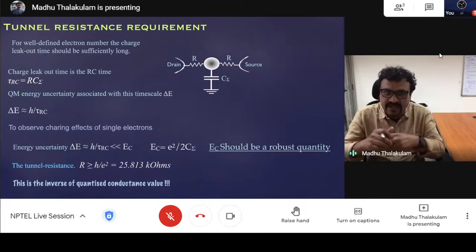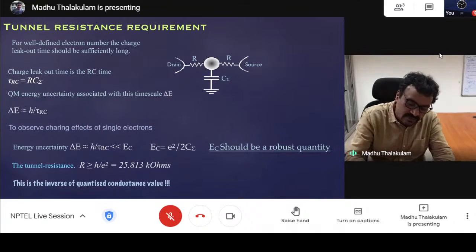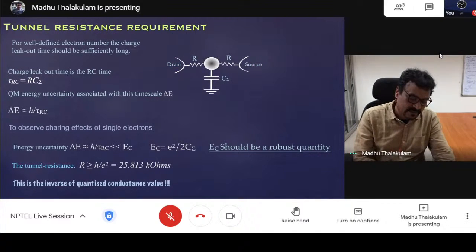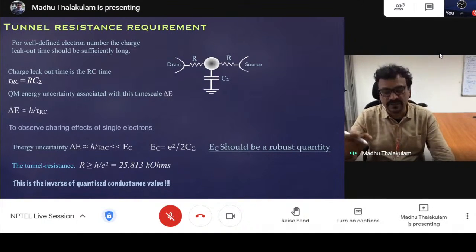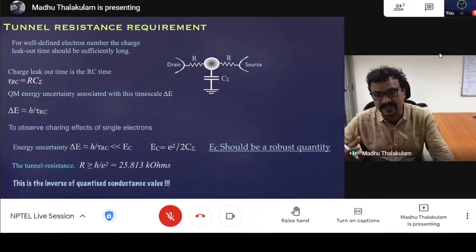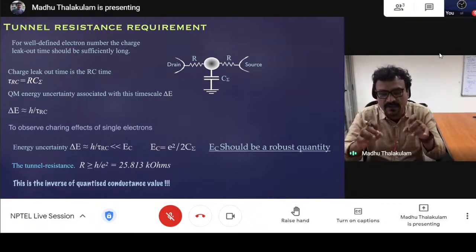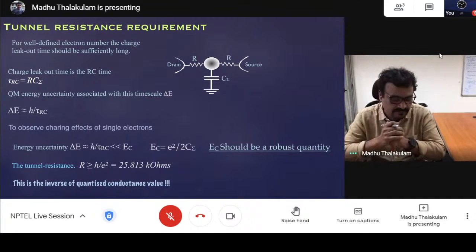This charge leak-out time, or the leak-out time for the electrons to the source or drain, is pretty much the RC time constant of the circuit, where R is the resistance of the tunnel junction, or resistance of the link that the quantum dot is connected to the rest of the world with, and C is the total capacitance of the quantum dot.